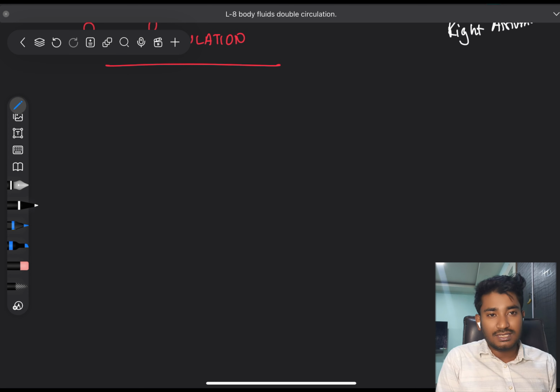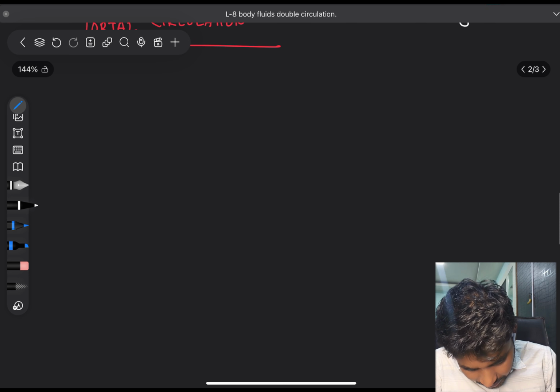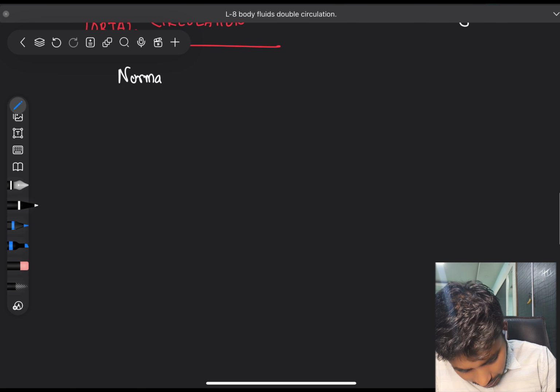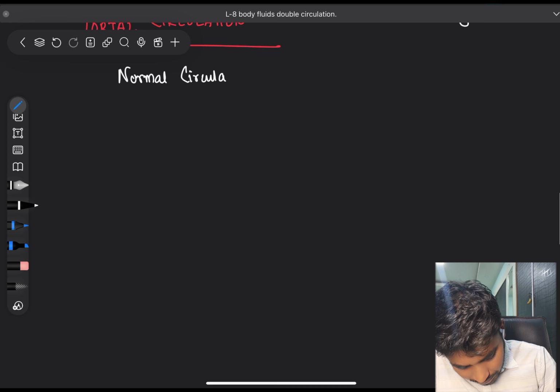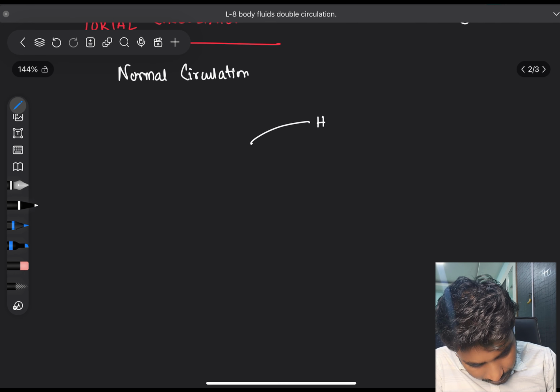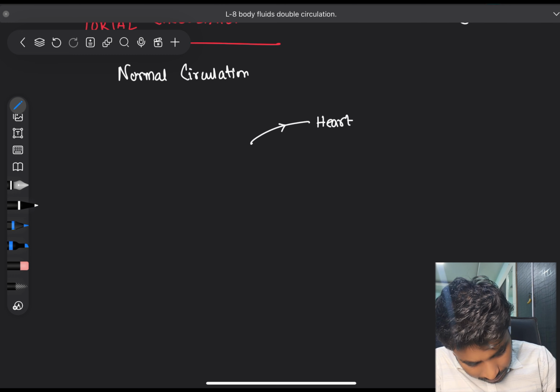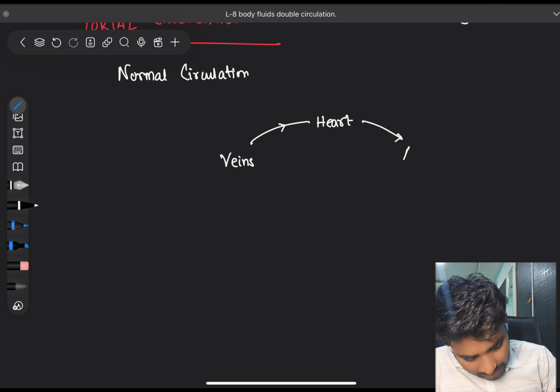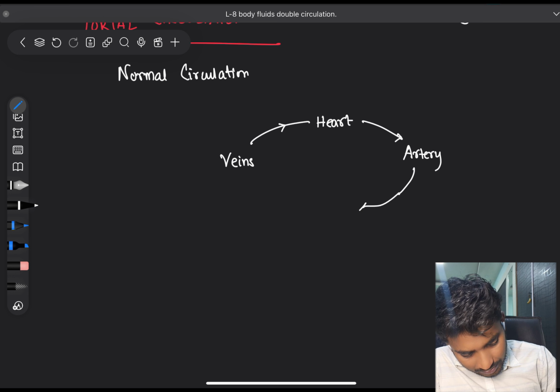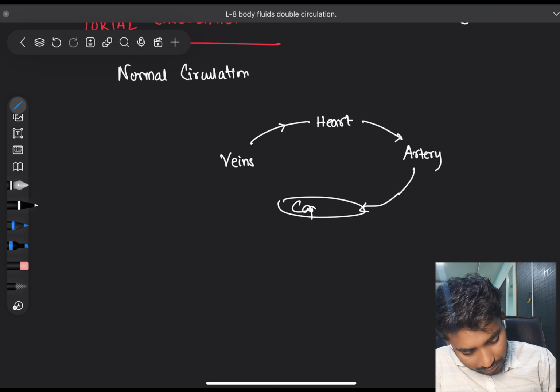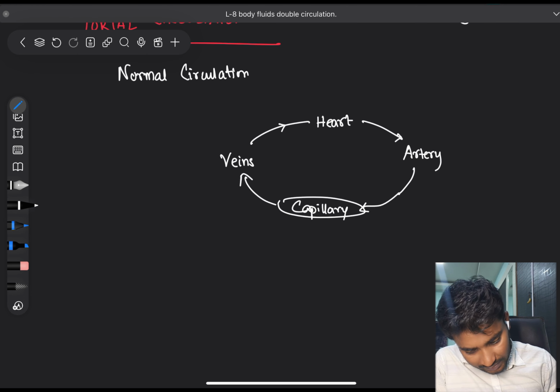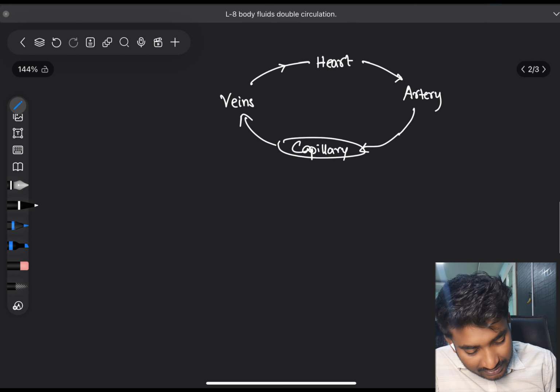What does portal circulation mean? First, the normal circulation. Here, this is the heart. Heart sends the blood through the artery, and the artery sends the blood to the capillaries. Capillary sends the blood to the veins, and the veins carry the blood back to the heart.